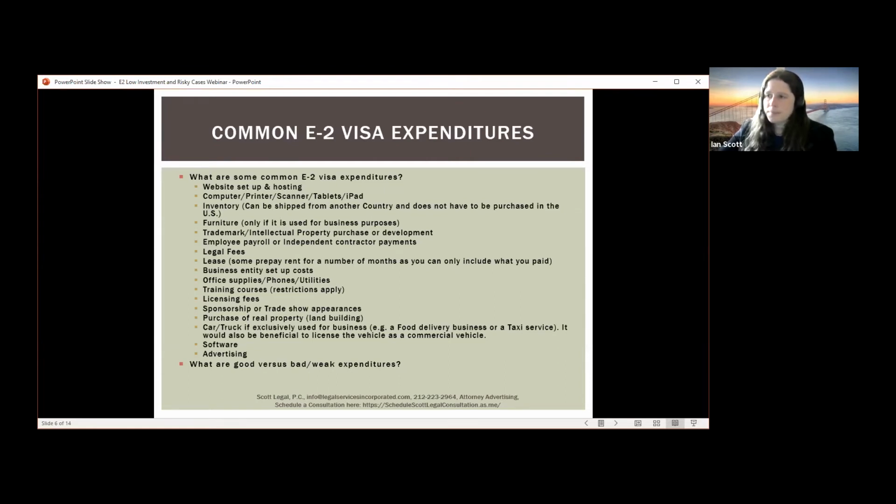Other good expenditures include things like computers, printers, scanners, anything that you buy for yourself, anything that you purchase for employees in the future. That can also be a good way to get your expenditures up.